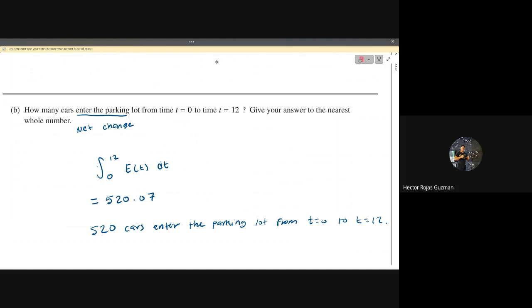That's it. You get 1 point for setting up the integral, because you're showing what you know. You're showing that you know what to do. And you get 1 point for getting the correct answer. Round it to the nearest whole number.